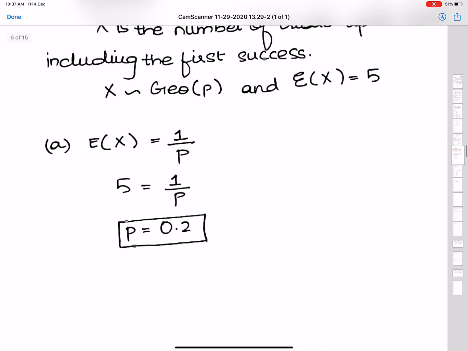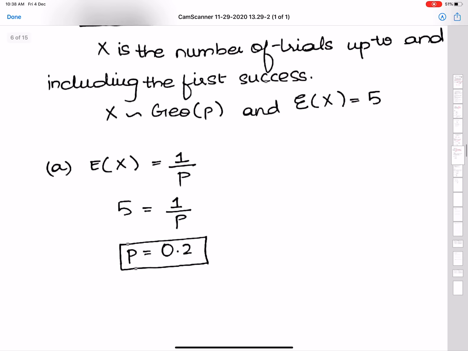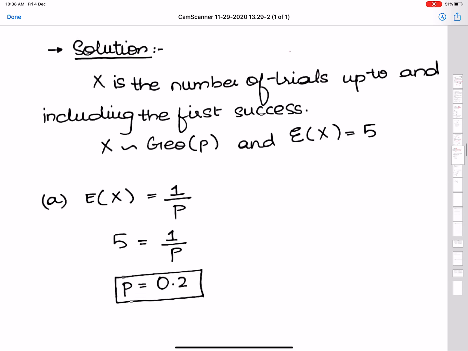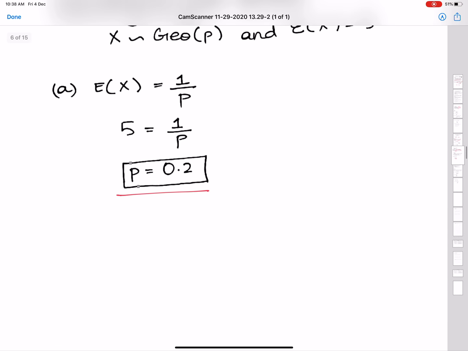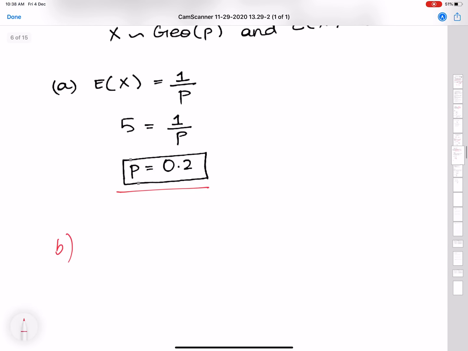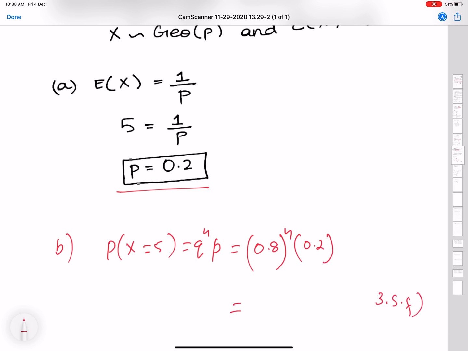Now let me show the answers. So this is the geometric model with mean 5. So p will be 0.2. And second part, let me solve the part 2 here. So it will be q to the power 4 times p, and q is 0.8 and p is 0.2. Make sure you give the answer up to 3 significant figures.